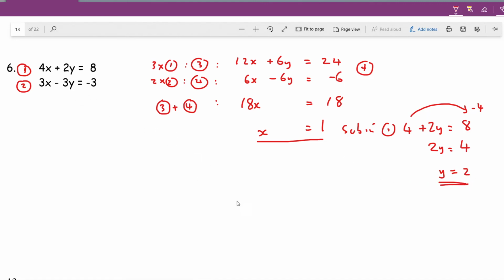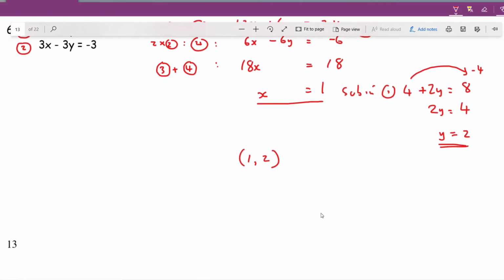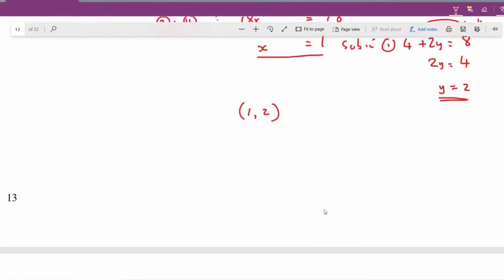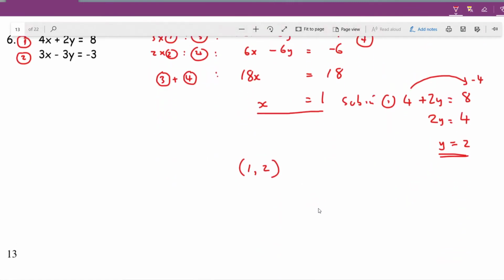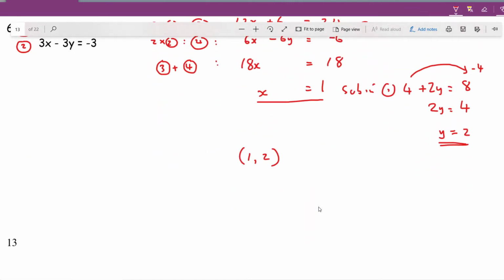So where those two lines will intersect is 1, 2. That's the coordinate of the intersection. Okay, so that's simultaneous equations done for you. And we will move on to section 6, our next session.